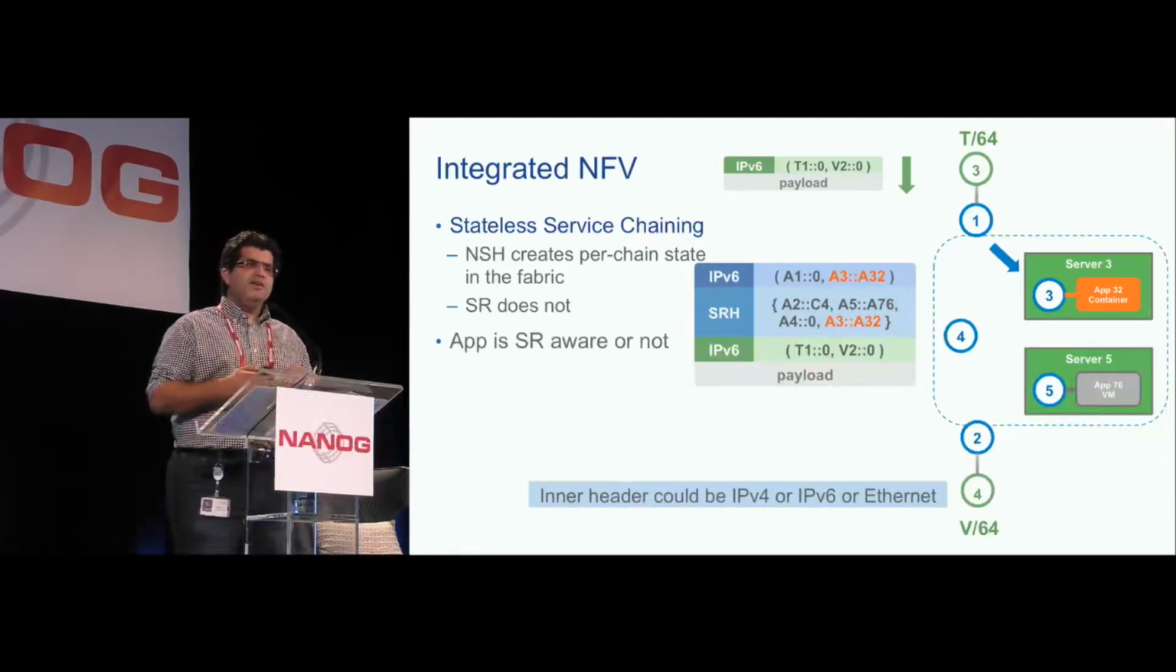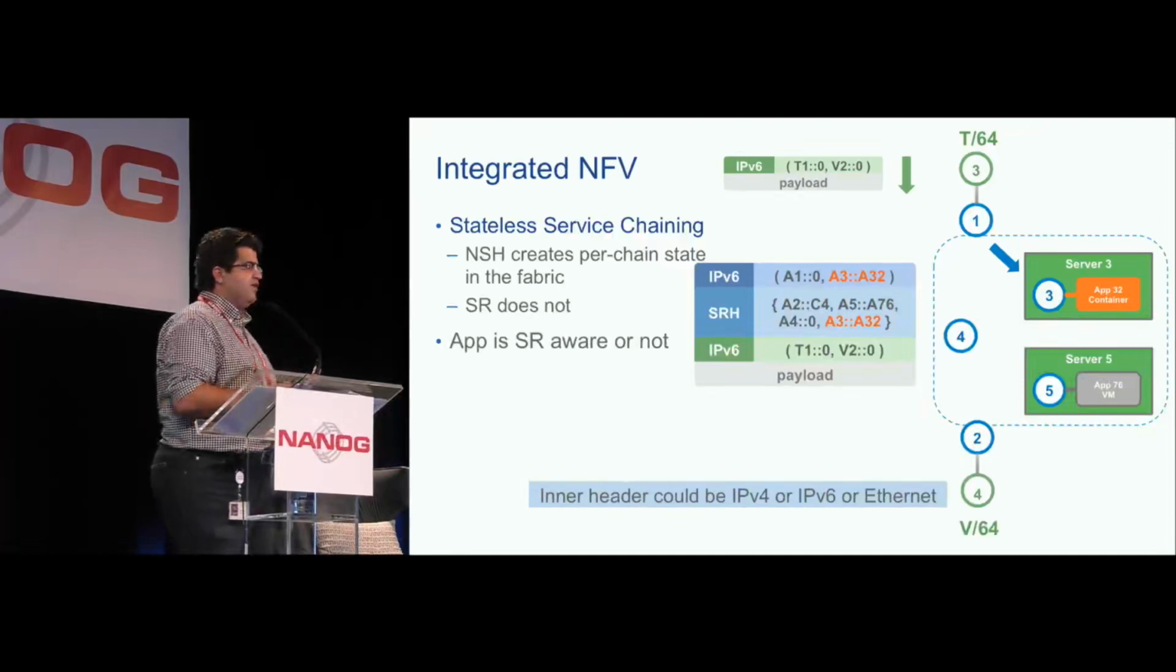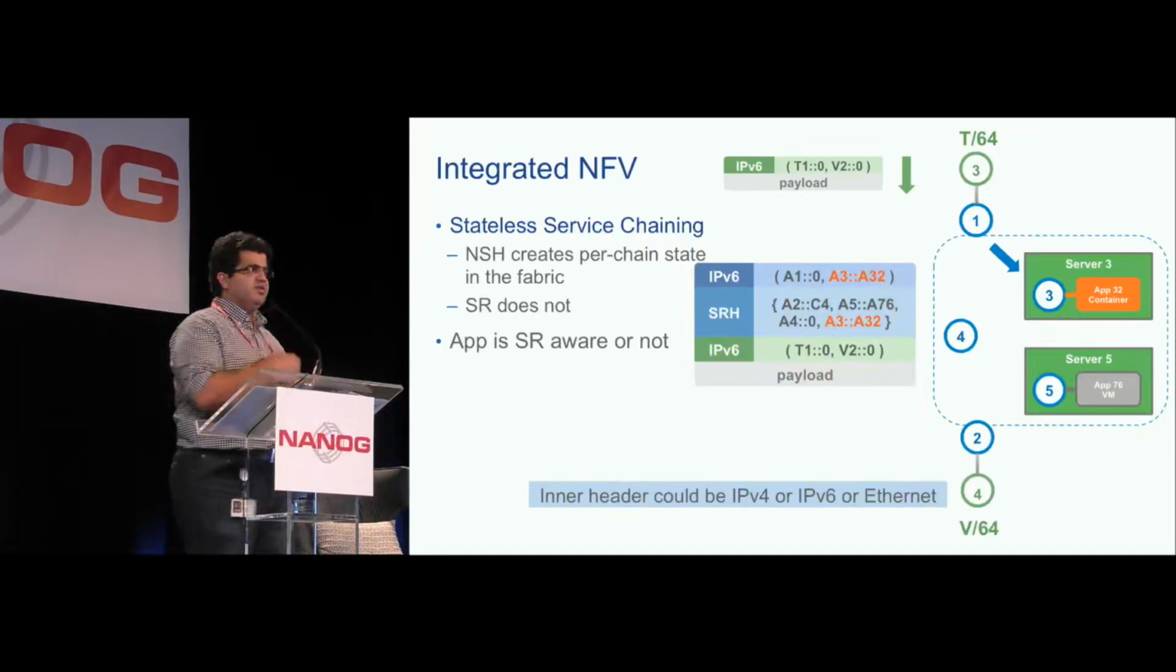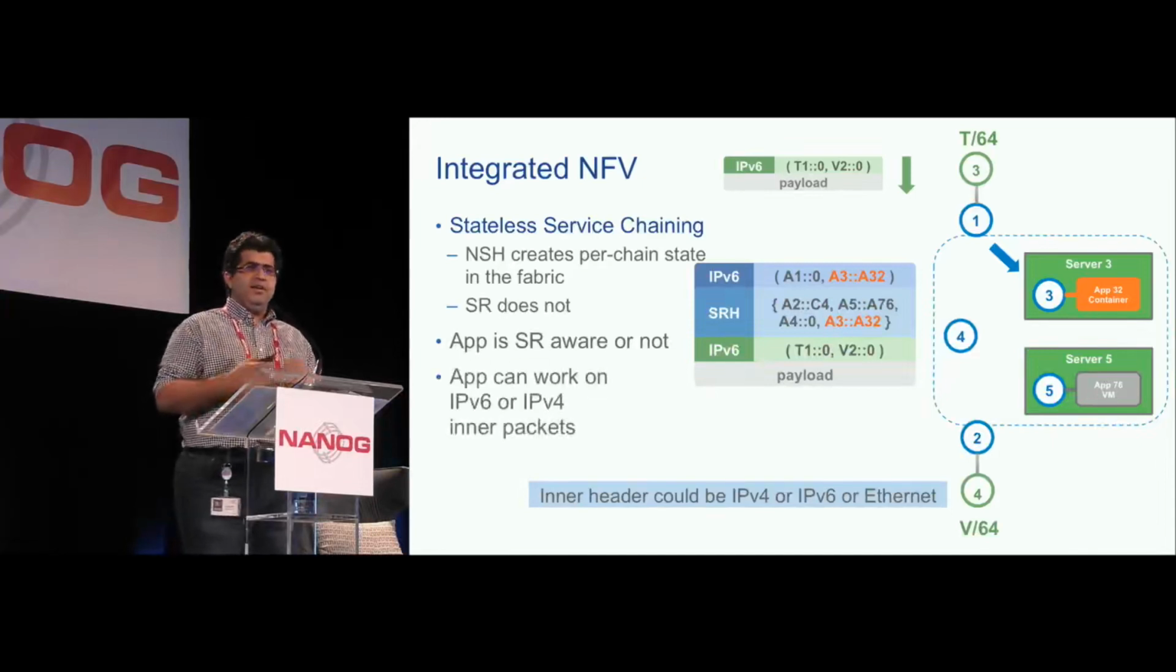Also, the application can be segment routing aware or may not be segment routing aware. We have built proxy functions, which you will see in that network programming document, that will take care of it seamlessly. And the app can be IPv4, IPv6, or even Ethernet. And the inner payload can be any of that.